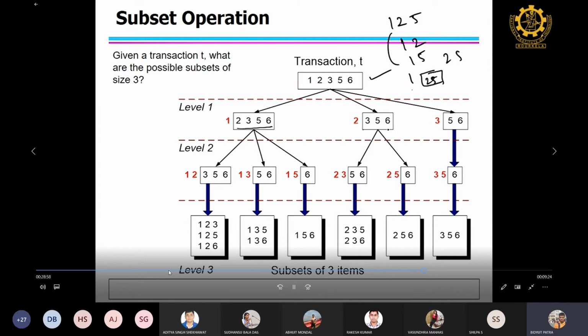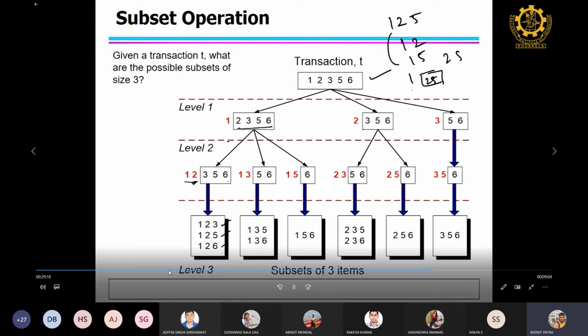Similarly 2, 3, 5, 6 and 3, 5, 6. Now in the second level, you can do the same thing. 1 is already taken, you take out 2 and then 5, 6. So you can have the combination, 1, 2 is fixed, then you can take the combination 1, 2, 3, 1, 2, 5, 1, 2, 6.